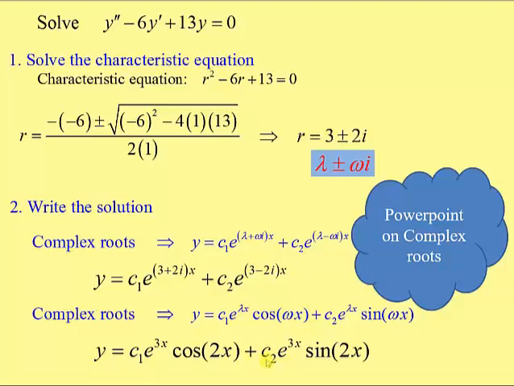And so each of these two independent solutions are going to have the lambda and the omega in the same place. Lambda is the exponent on the e, omega is the coefficient of x in the sine and cosine. And again, I'll show you in a different PowerPoint how that happens. And you can go see the other video on examples of all of these from the homework.